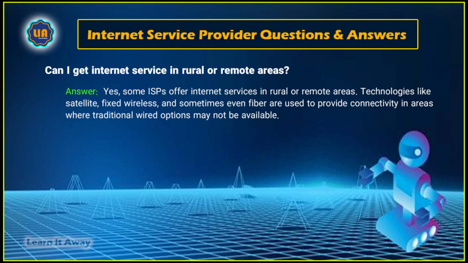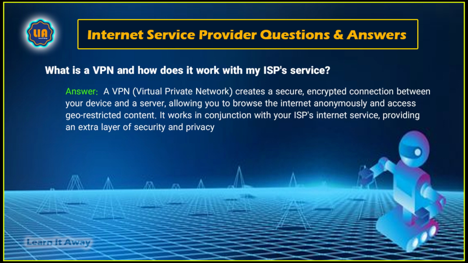What is a VPN and how does it work with my ISP's service? Answer: a VPN, virtual private network, creates a secure, encrypted connection between your device and a server, allowing you to browse the Internet anonymously and access geo-restricted content. It works in conjunction with your ISP's Internet service, providing an extra layer of security and privacy.